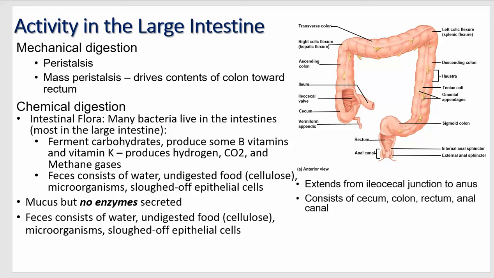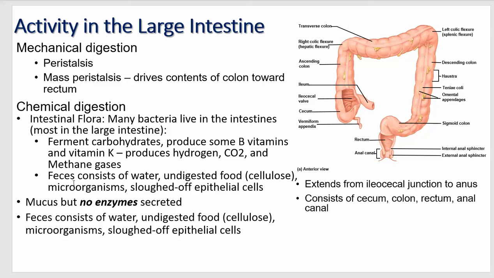So a lot of the nutrients we absorb are actually epithelial cells that were sloughed off of the intestine itself, especially in the small intestine. So it kind of loses pieces and then digests itself. Okay, so there's mucus, but no enzymes are secreted. So we don't have any enzymatic additions in that area. Most of that's going to happen by bacterial enzymes. So yeah, feces consists of water, undigested food, microorganisms, and those epithelial cells.